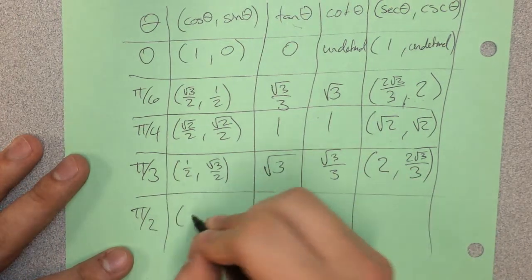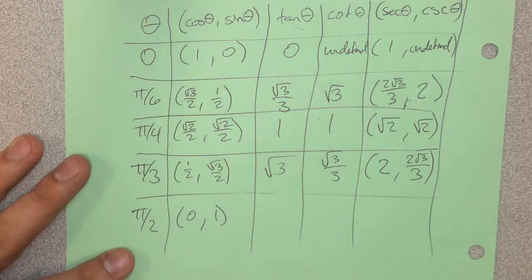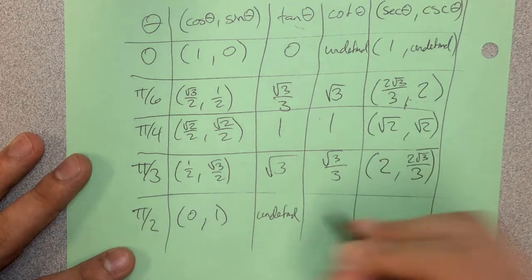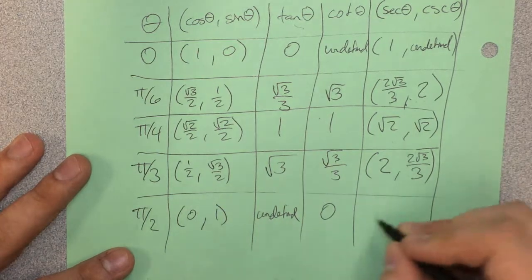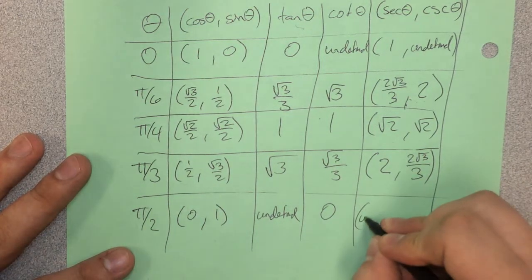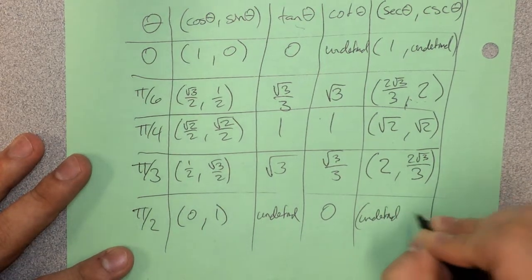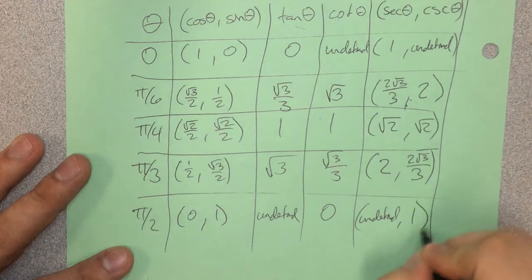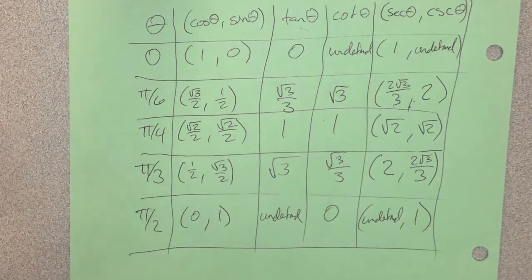Last one, we've got pi over 2. Pi over 2 has a 0 for cosine and a 1 for sine, which means that tangent's undefined. Cotangent is 0, and then we end up with undefined for secant, and for cosecant we end up with 1, just like that.